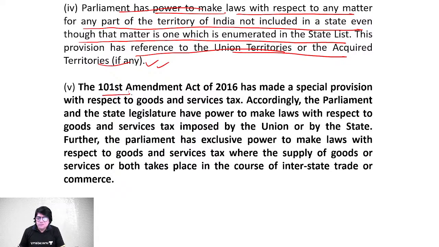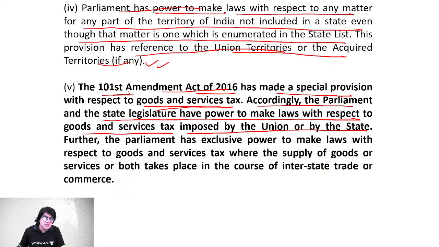Then the 101st Amendment Act 2016 has made a special provision with respect to GST, that is Goods and Services Tax, and according to it the Parliament and the state legislatures have powers to make laws with respect to Goods and Services Tax imposed by the Union or by the state. So they have concurrent powers here, although this is not a subject matter of the concurrent list, and provisions have been made under Article 246A and 279A separately in this regard.